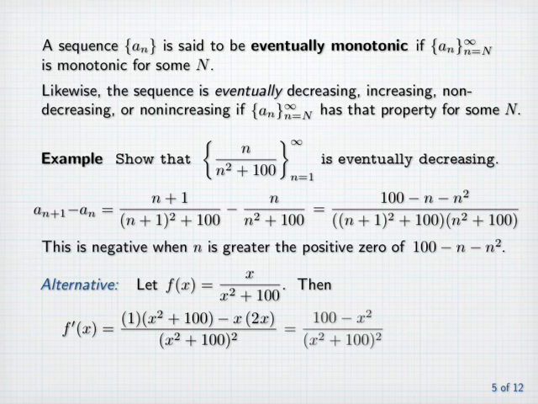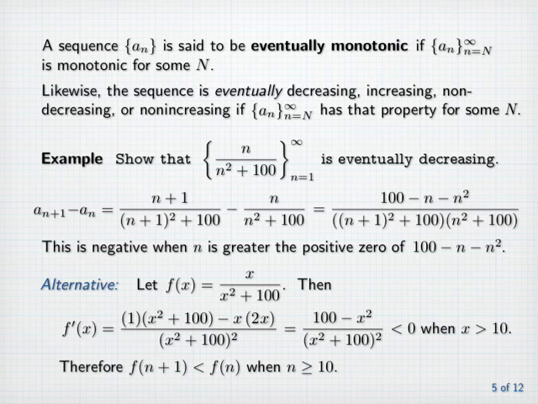This simplifies to 100 minus x squared divided by x squared plus 100 quantity squared, which is less than 0 when x is greater than 10. Therefore, f of x is decreasing for all x greater than or equal to 10, and so f of n plus 1 is less than f of n when n is greater than or equal to 10. In other words, a sub n plus 1 is less than a sub n when n is greater than or equal to 10, and so the sequence is eventually decreasing.